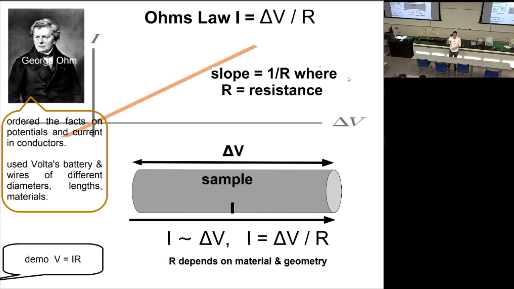If you had no potential, you get no current. If you apply a little potential, you get a little current. If you apply a lot of potential, you get a lot of current. That's what he discovered, and that relationship is called Ohm's law. I've written it up here. The current is in proportion to the potential difference between the ends of the wire or the ends of the sample. There's a proportionality constant.